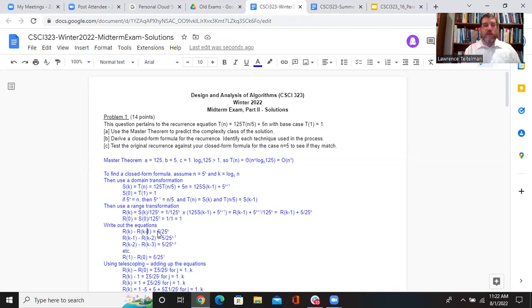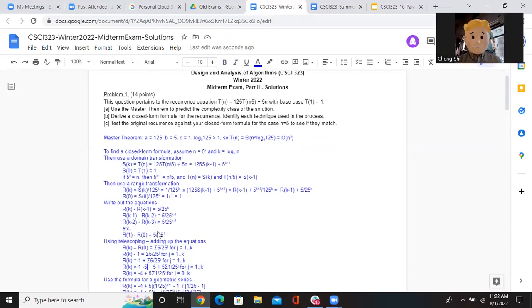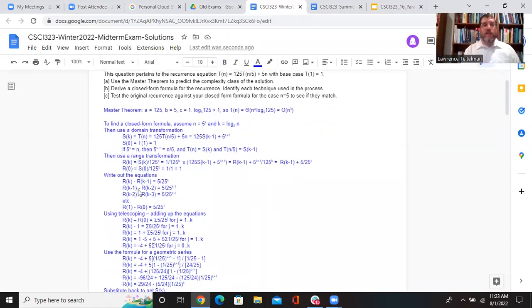Now we get to the good stuff. This is where it starts getting nice. So I write out all the equations. Just keep plugging in k minus 1 wherever you have k. This k becomes k minus 1, this k becomes k minus 1, and this k minus 1 becomes k minus 1 minus 1, which is k minus 2, and so on and so forth. So I get this system of equations.